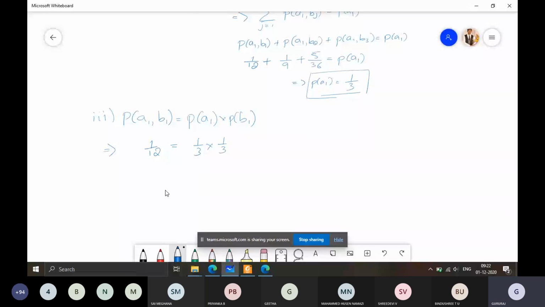1 by 3, sir. It is also 1 by 3. Okay, so obviously it is not equal. It is 1 by 12, not equal to 1 by 9. So since this property is not being satisfied, you can say that the events A1 and B1 are not statistically independent.